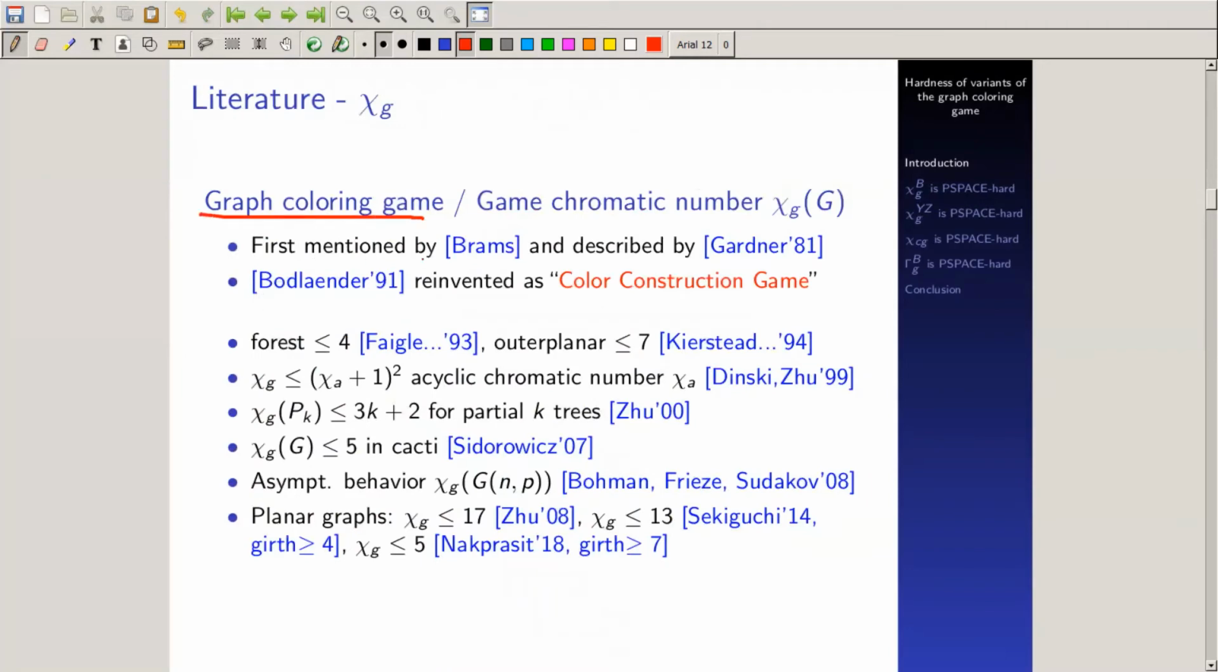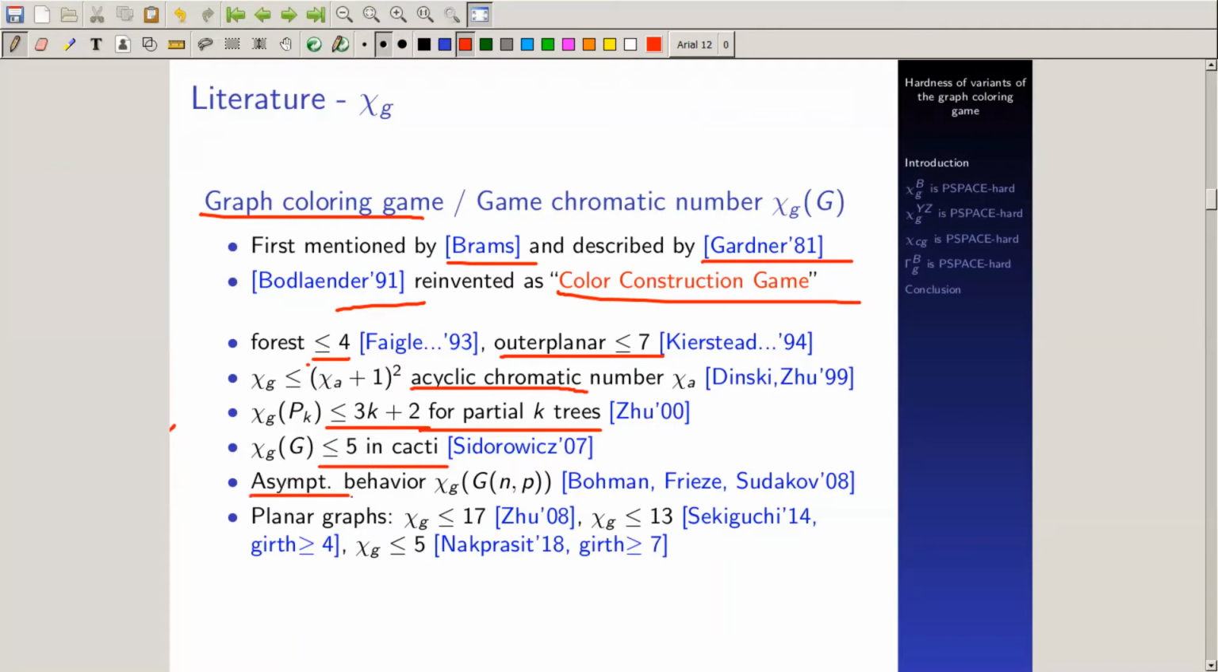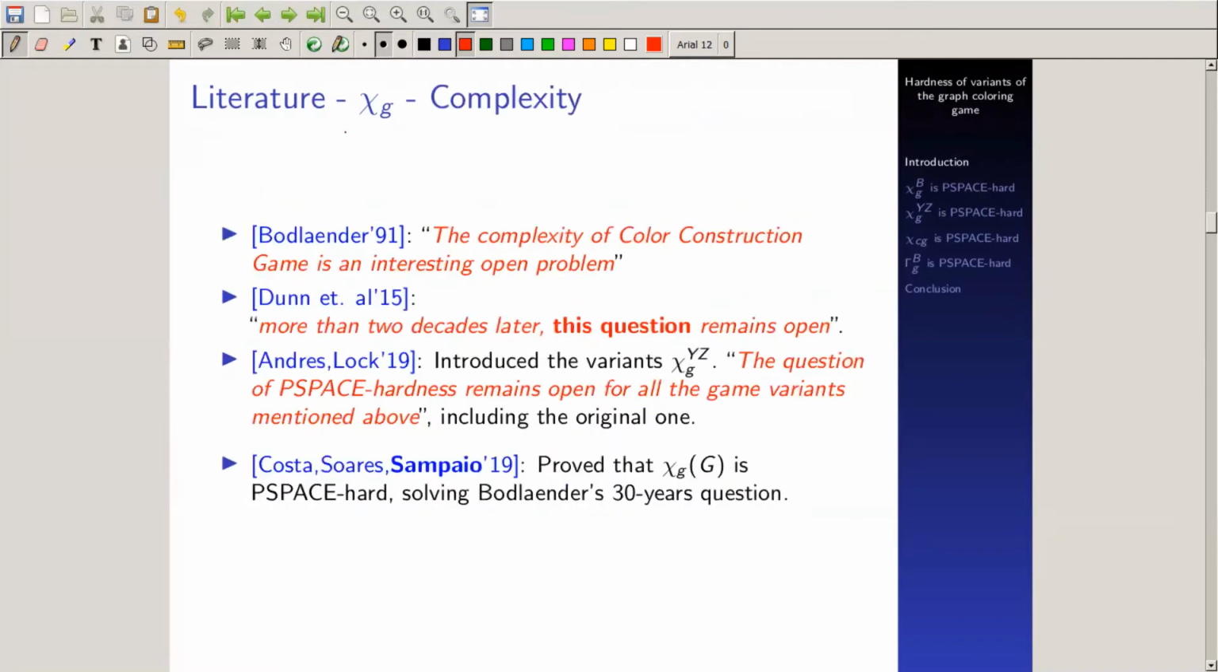The graph coloring game was first mentioned by Brahms and described by Gardner in '81. It was reinvented by Bodlaender in '91 as the color construction game. Since then, many results appeared: the game chromatic number was proved at most 4 in forests, at most 7 in outerplanar graphs, a relation with the acyclic chromatic number, an upper bound in partial k-trees, at most 5 in cacti, the asymptotic behavior in the random graph G(n,p) was investigated, and the upper bound 17 in general planar graphs. So Bodlaender left this question: the complexity of the color construction game is an interesting open problem.